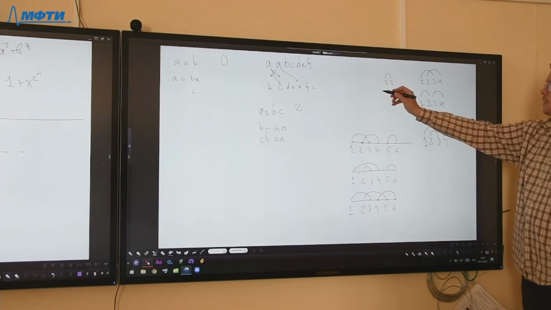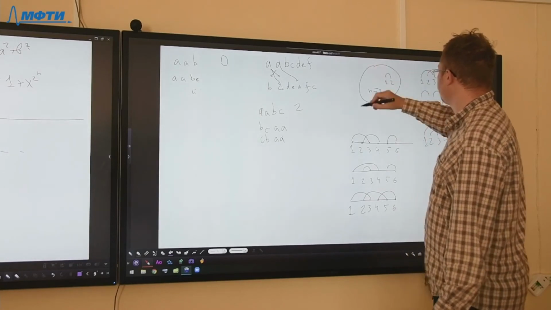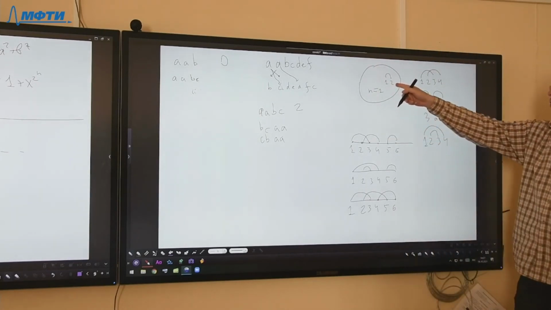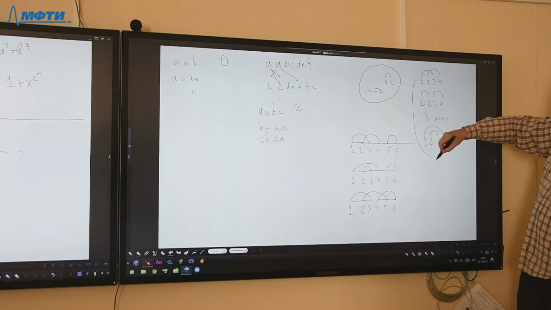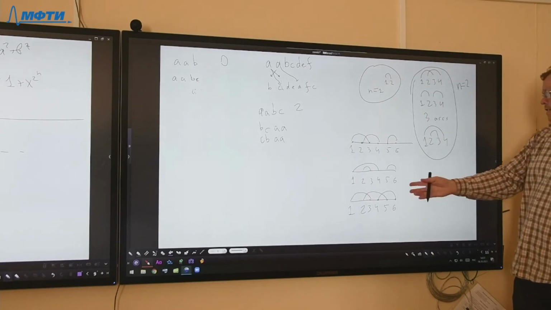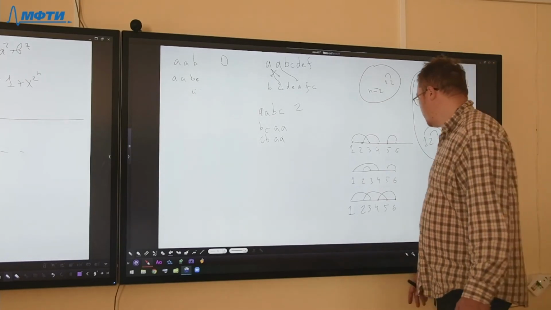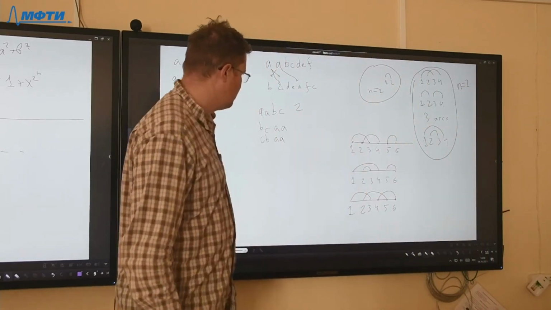So for n equal 1, we have 1 arc and 1 diagram. If you have 2 arcs, you have 3 diagrams. And for 3 arcs, I just gave you some cases, but it's not all the cases. I think there are more.